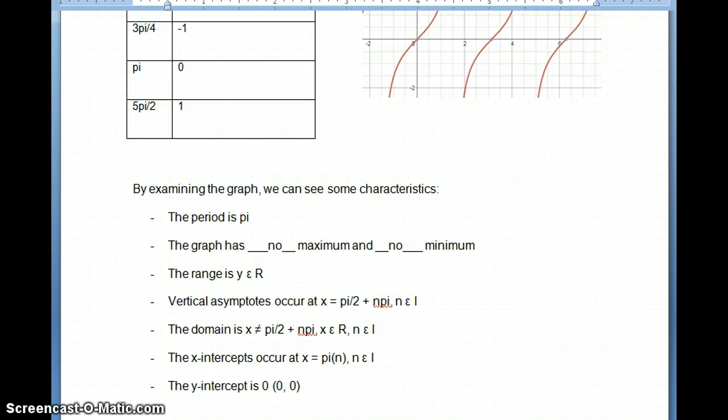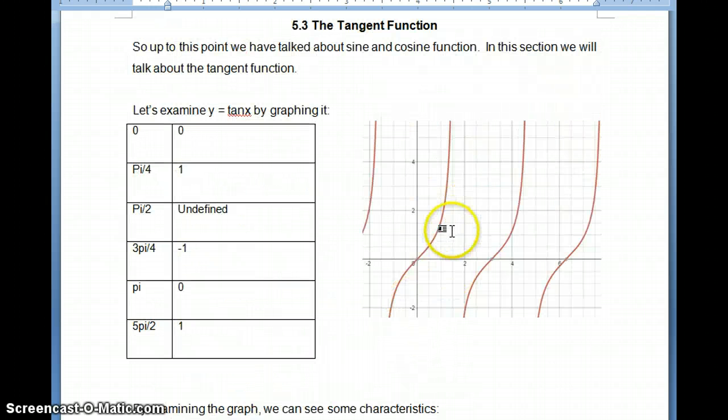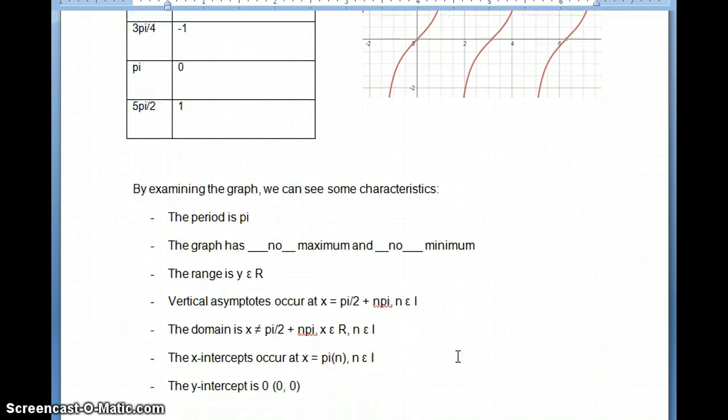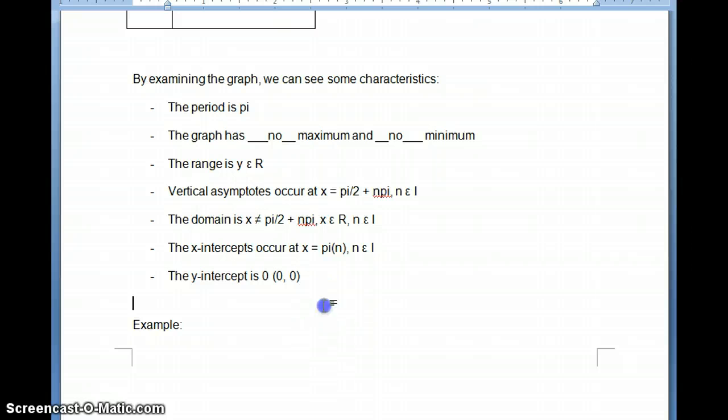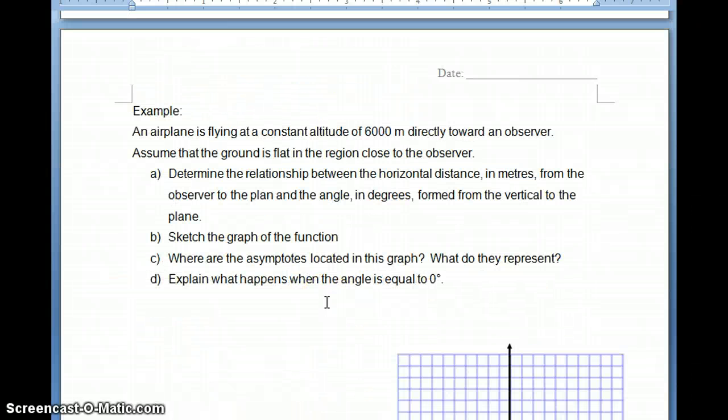There are two questions that I can ask you now. Is this graph continuous? Remember that continuous means it should never cut off. So this graph is not continuous because it has vertical asymptotes. And also, can we have an amplitude for this? The answer is no, because the amplitude is your max minus your min, all divided by 2, and because we don't have a max or a min, we can't have an amplitude.